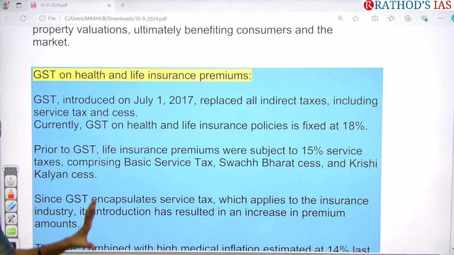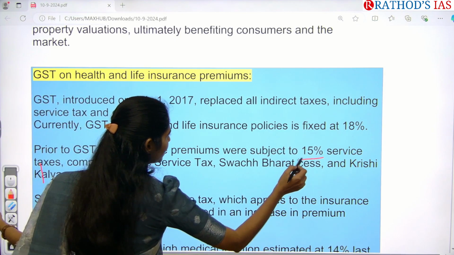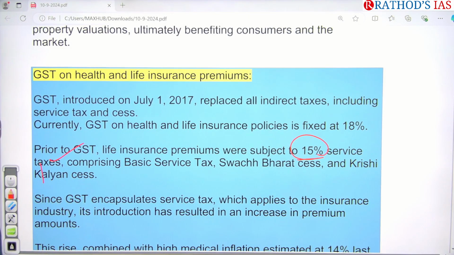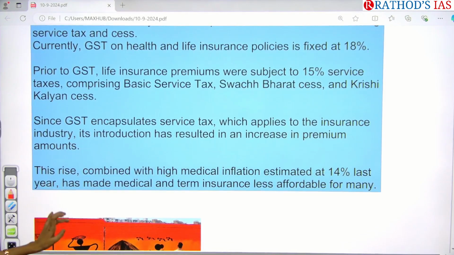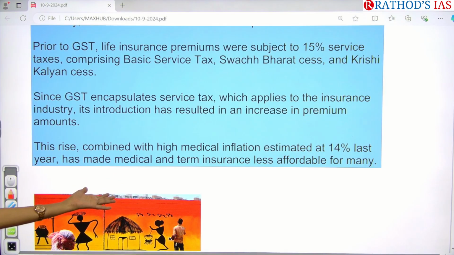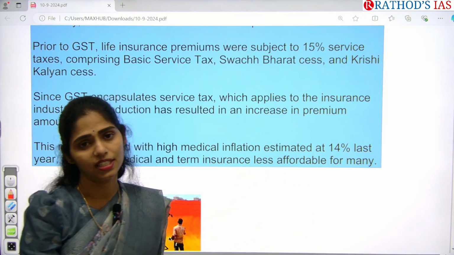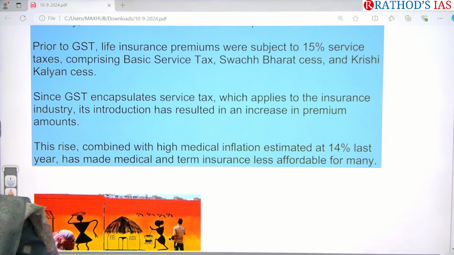And if you see earlier, we came up with GST in the year 2017. Before that, health insurance was also taxed. Earlier there was just 15 percent service tax imposed, but once we came up with GST, we are imposing 18 percent tax. Because of this, there is an increase of inflation even in the medical sector. Now what is the inflation rate in the medical sector? It is 14 percent. So to decrease this medical inflation, we are focusing on decreasing the tax slabs of GST. This is the thing that you have to remember.